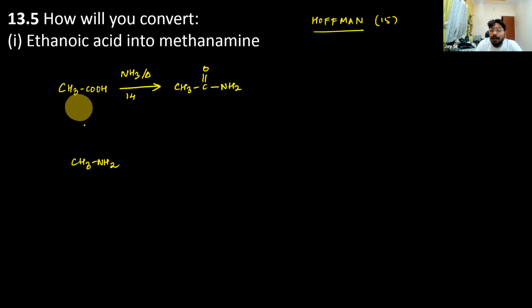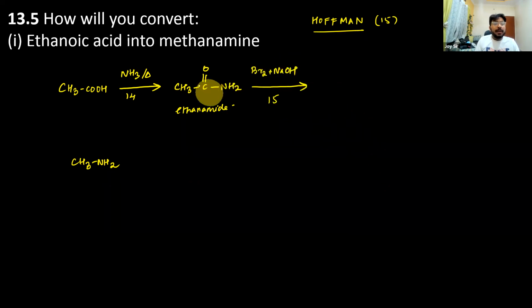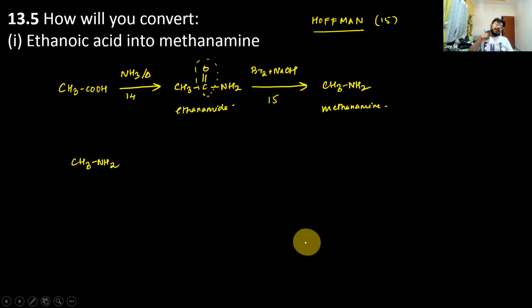Okay? It was ethanoic acid, and our presently formed product was ethanamide. From ethanamide, we can reduce the carbon very fast. We can remove the carbons. The 15th conversion in the table is bromine in the presence of sodium hydroxide. Then this group will be deleted. As a result, what will remain is CH3NH2. So our final product is methanamine.